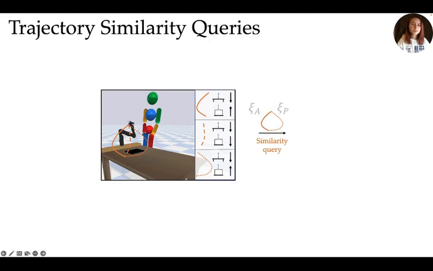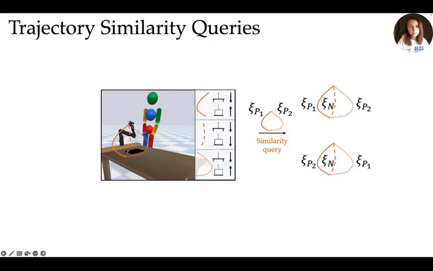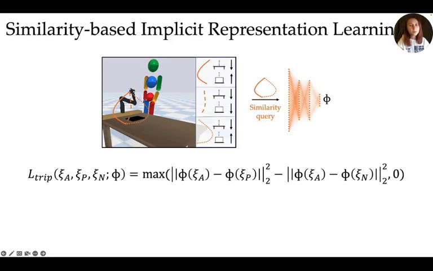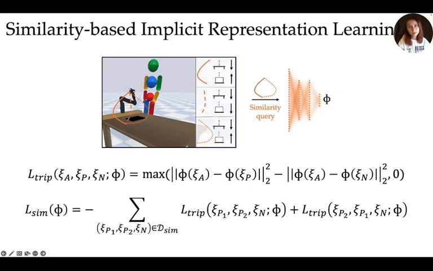We can think of the person's answers as selecting an anchor and a positive, but because we don't have an explicit anchor, we can think of them as selecting just two positives, resulting in two triplet queries. Our method for similarity-based implicit representation learning, or SIRL, can be used to train an embedding with a triplet loss like before, by using both positives since we don't have an explicit anchor.